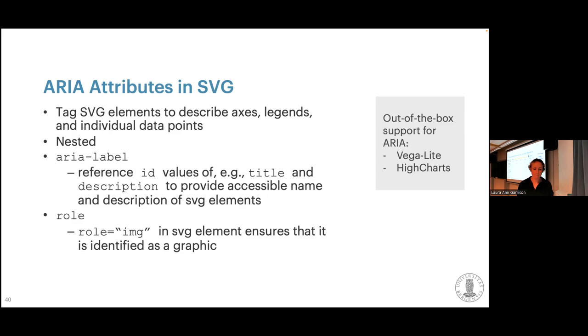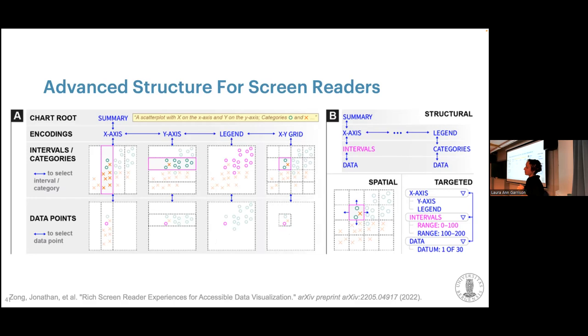And I mentioned the linear structure of screen readers with the really fast talking penguins data set, but this is an example of a new and more advanced structure of a visualization for screen readers that's using these ARIA attributes in a hierarchical manner, giving the user a lot more agency and letting them explore a chart and the data the way that someone with sight would be able to do.